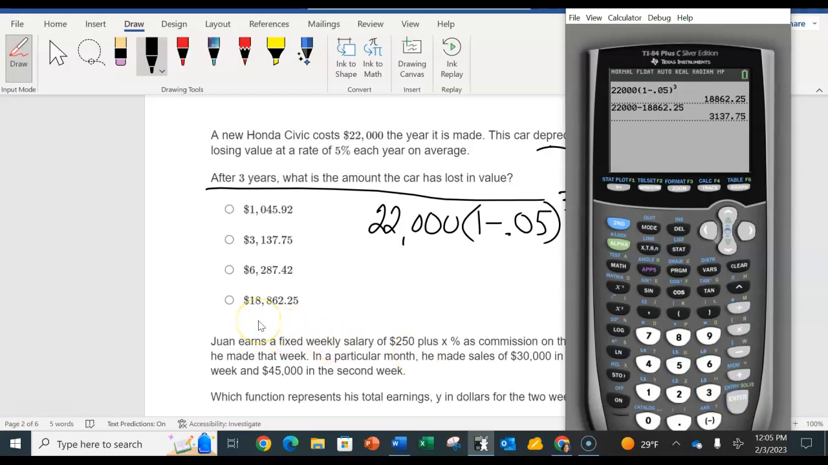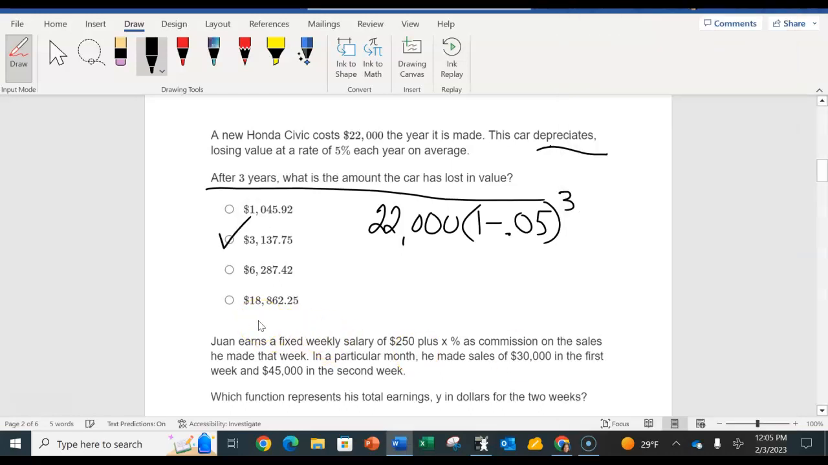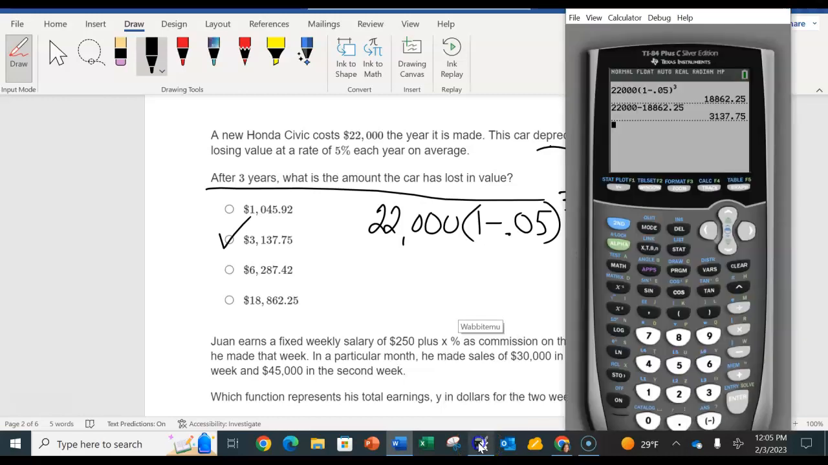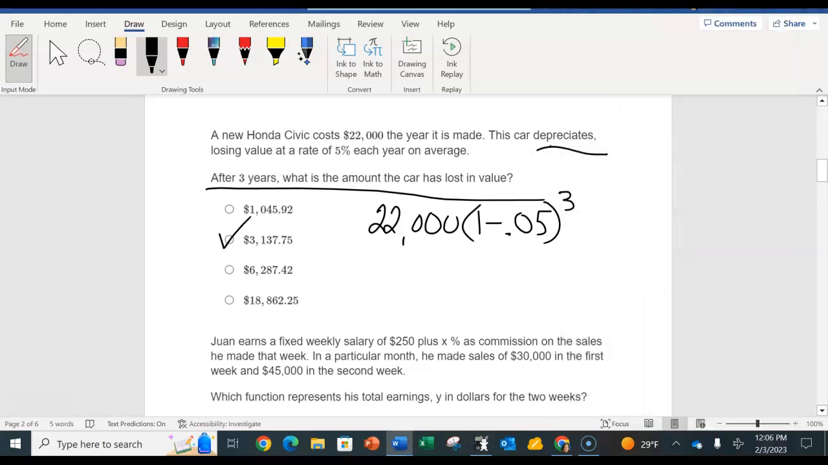So this one, the answer is actually that answer. And again, because you have to take the original value and subtract what the value is after 3 years. So again, just the wording, you just have to be very careful. They want to see that you truly know how to do the problem. And reading the questions carefully will help you do that. All right, let's move on to the next one.